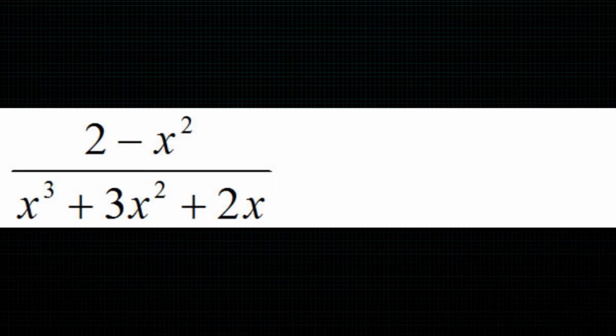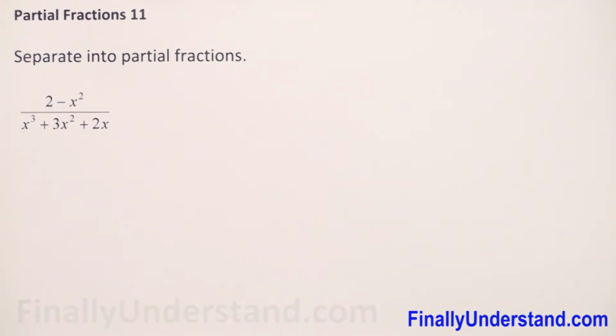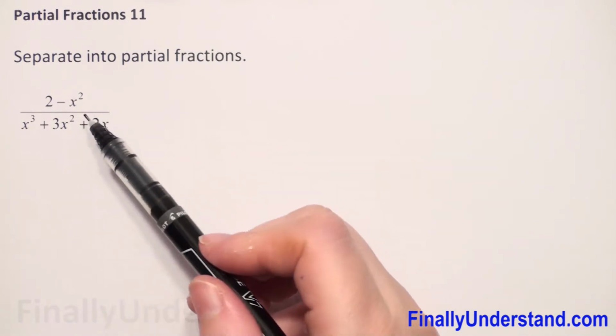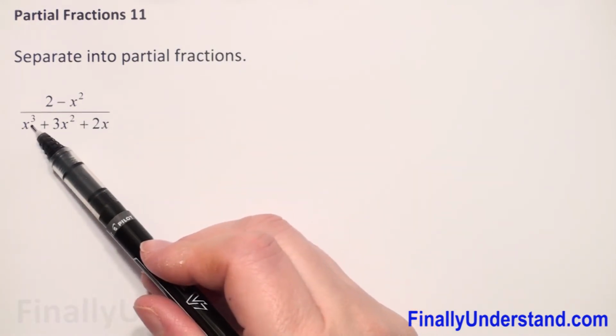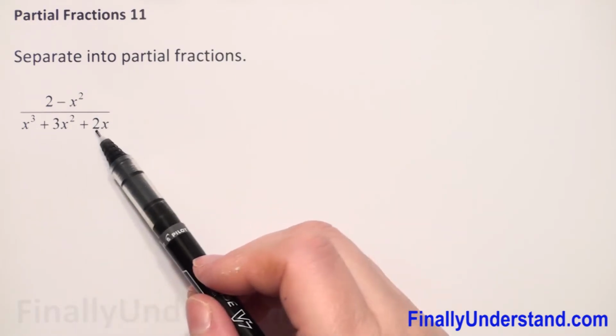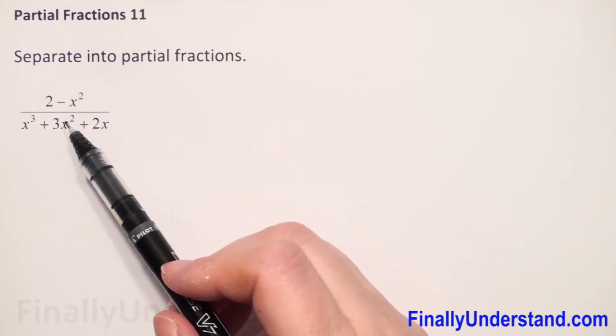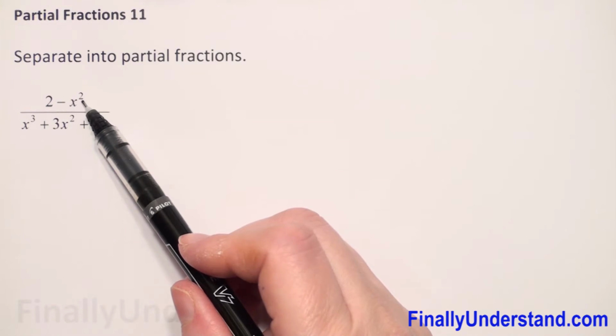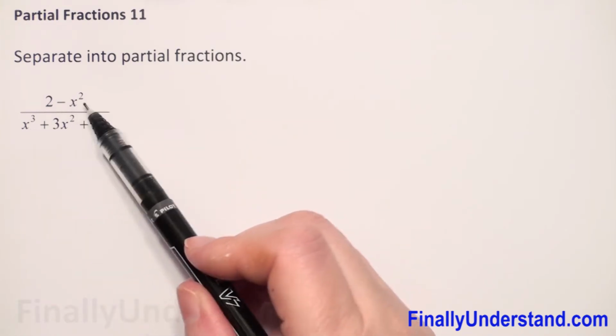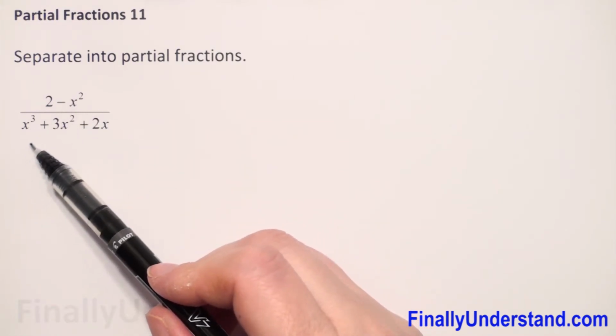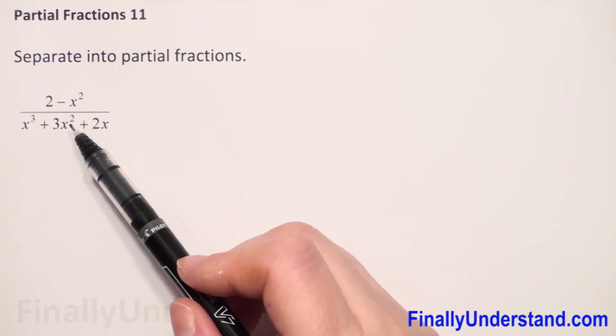We have to rewrite our fraction to sum of partial fractions. How do we do this? First, we need to check the power of our numerator and denominator. When the power of the numerator is less than the power of the denominator, the next step is we just have to factorize our denominator. When the power of the numerator is greater than or equal to the denominator, you need to first do long division.